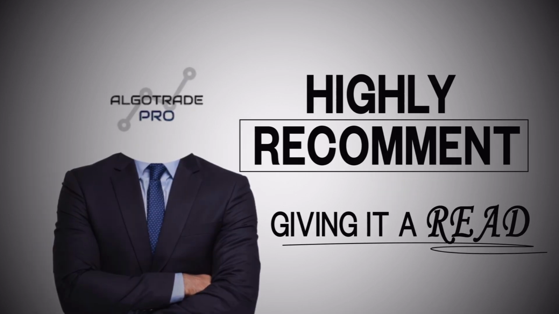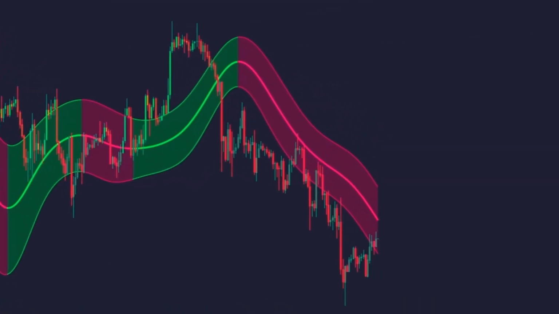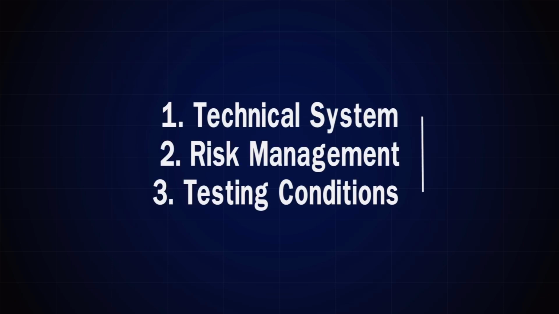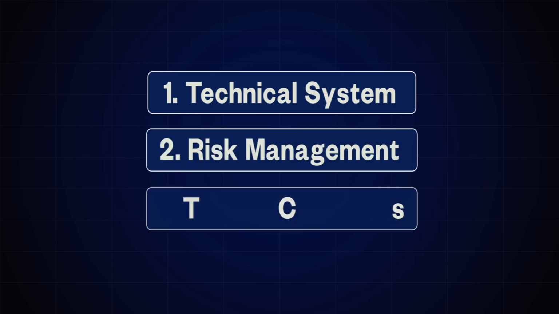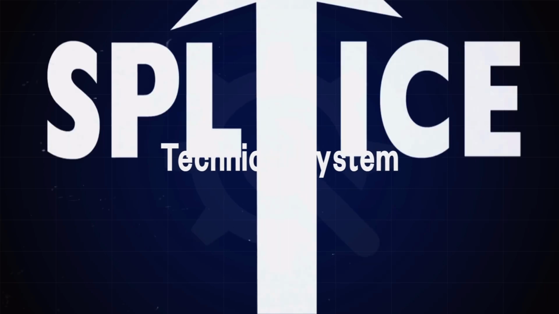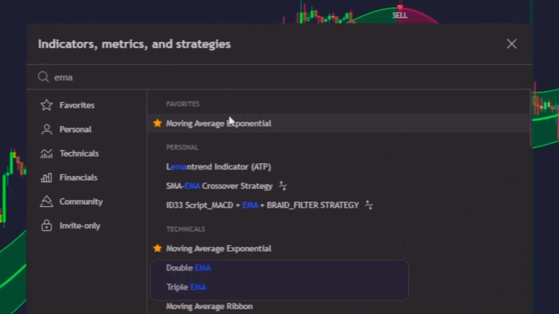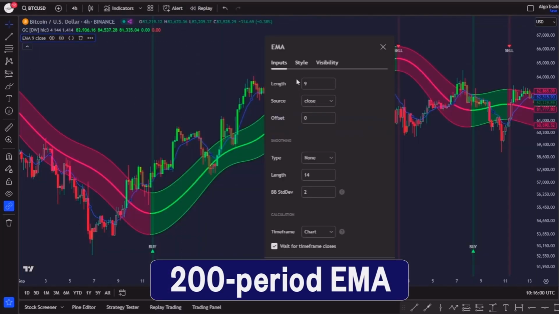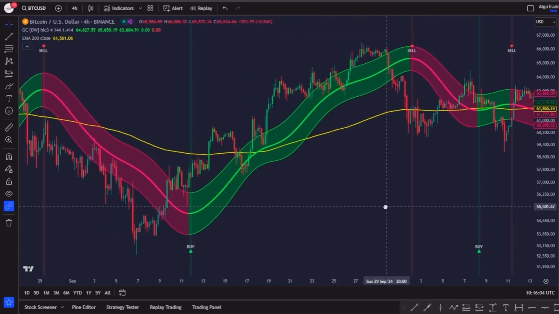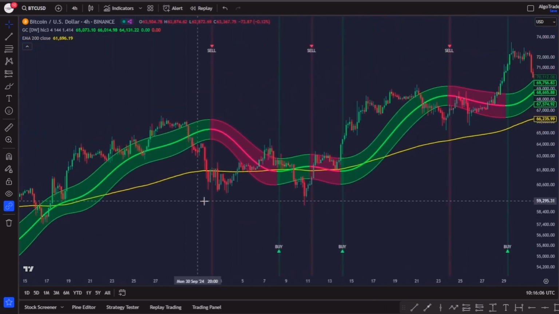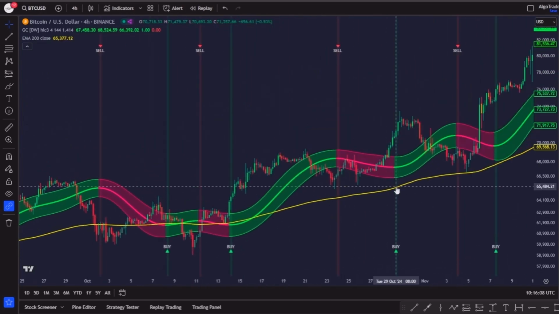Now it's time to backtest it. As usual, we'll define three key components for this: the technical system, the risk management rules, and the testing conditions. The technical system will include using the Gaussian channel with a 200 period exponential moving average that will act as a baseline to make sure we only enter in positions that align with the prevailing market trend.